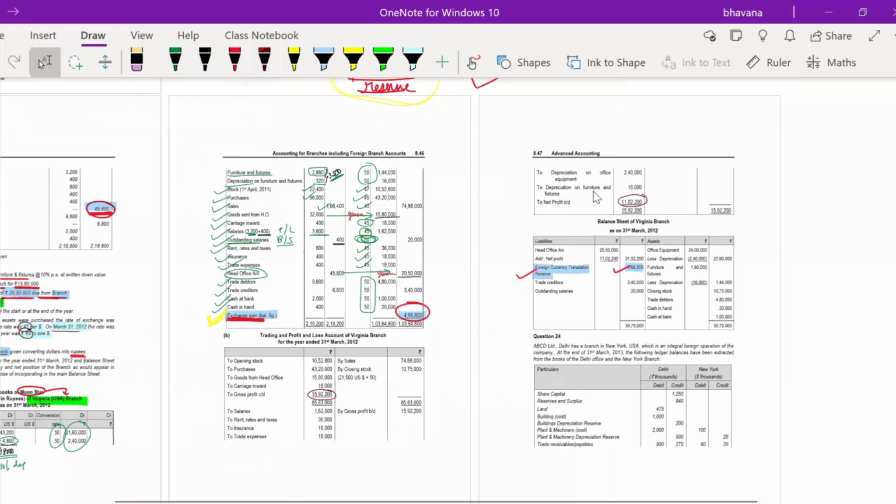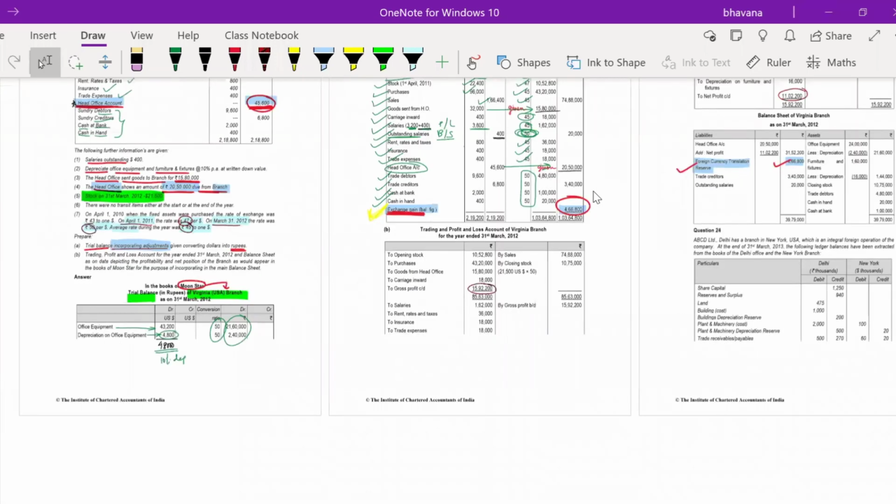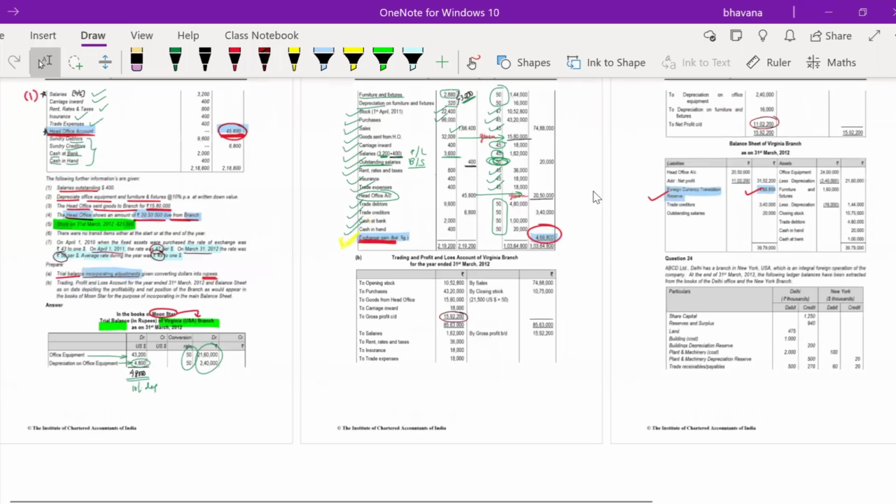Tell me, you know why you have not taken it? Okay. Others, do you know? If everybody knows, I'll not explain. I'll continuously go with the question. Don't know. Others, no. Okay. So you don't know why they have not taken it into the trial balance.